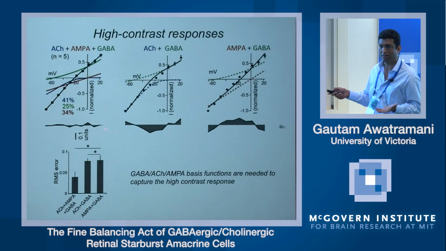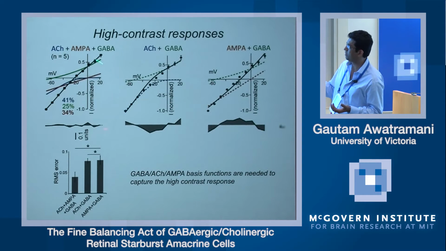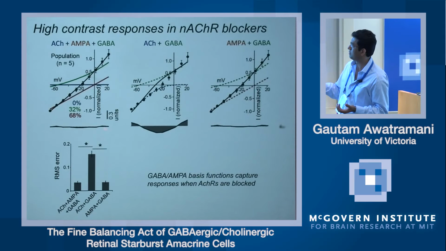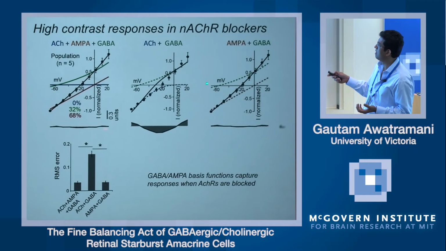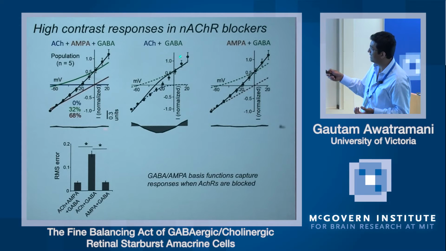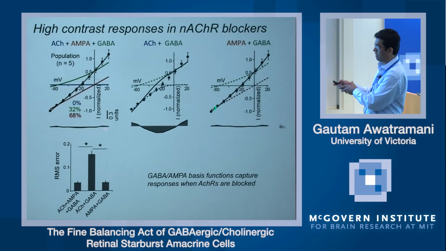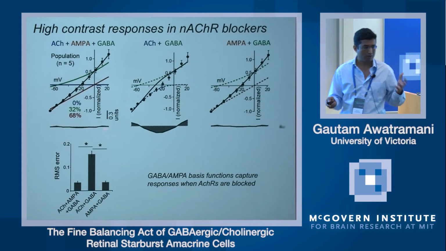You can take this a step further when you take the same condition and block acetylcholine receptors. Now in those conditions, the ACh and GABA don't fit the data very well, but the AMPA and GABA fit the data really well. So these are all we can go through.